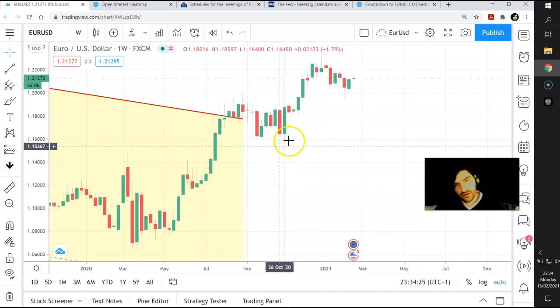I mean, I did do an uptrend line there, but I think we kind of stalled there, not really sure that that's even valid anymore.